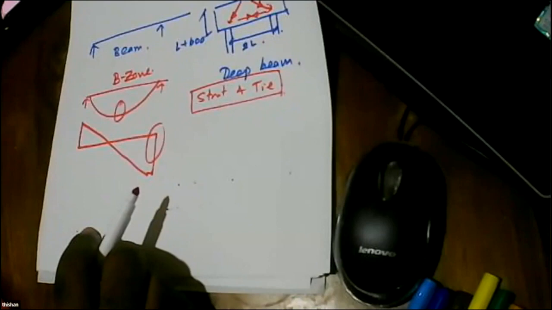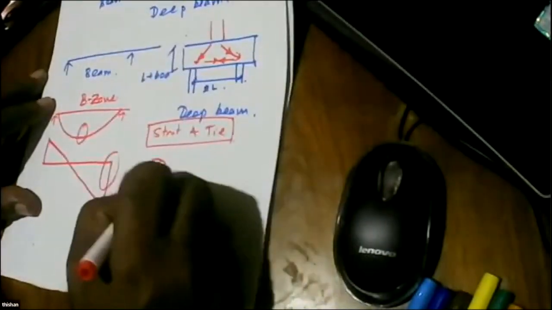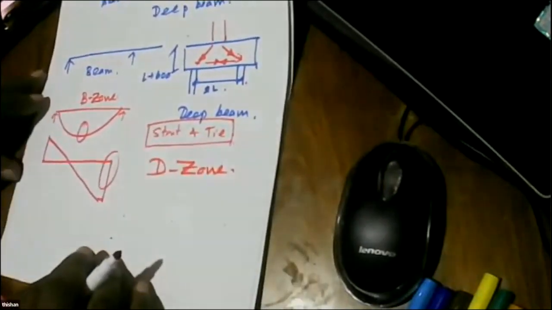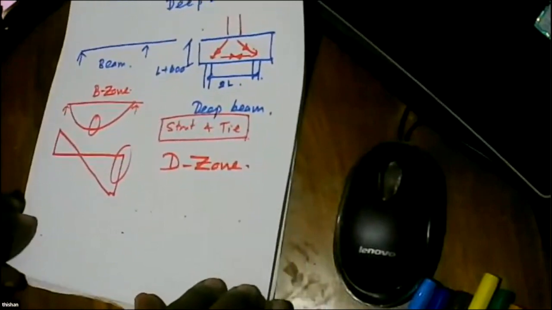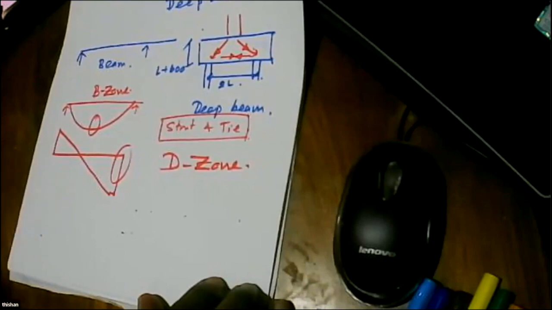But here you get heavy shear and also flexure, both. So plane sections cannot remain plane. So if the plane sections are not remaining plane, we call it a D zone. We call it a D zone. BS 8110 is not very strong on B zones and D zones.